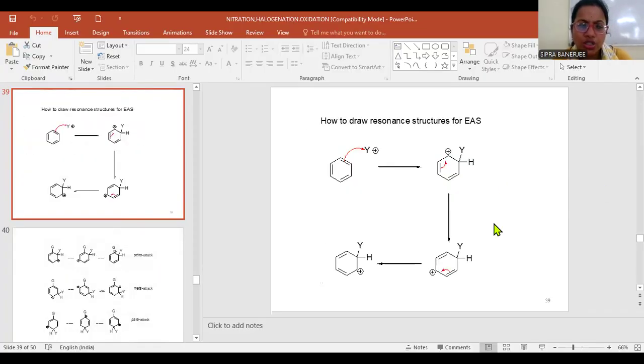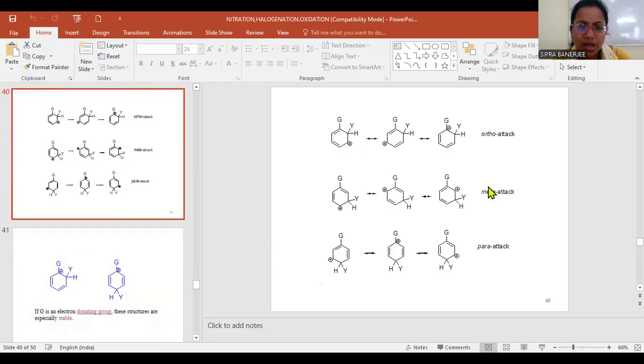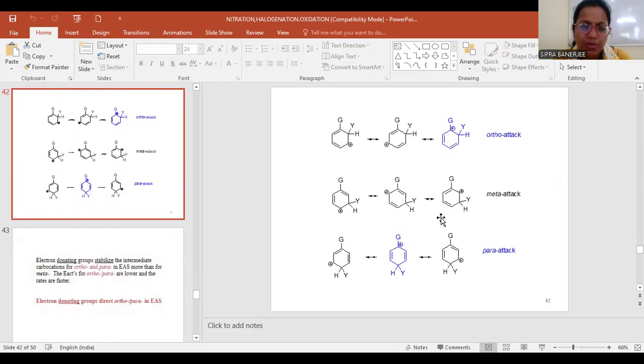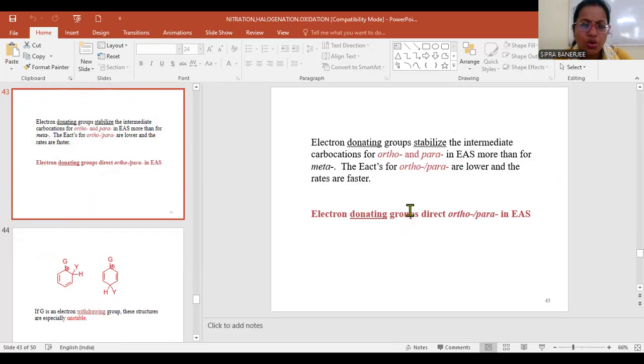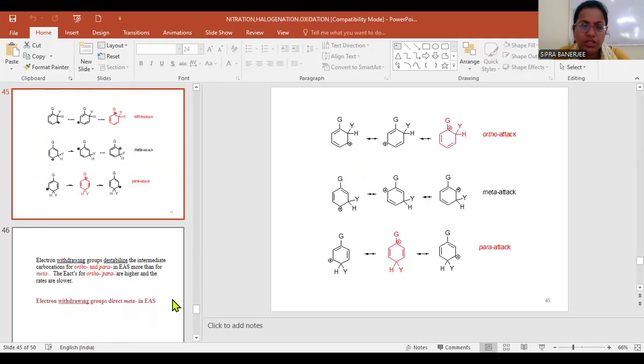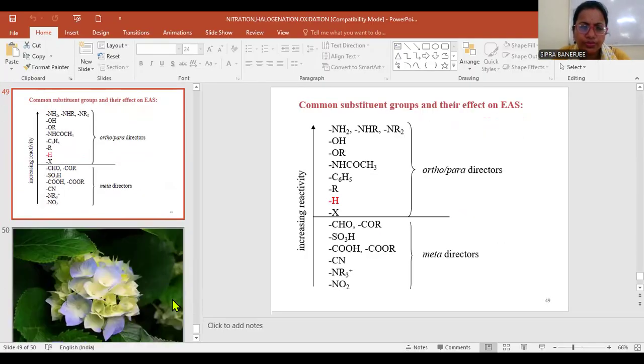How to draw resonance structures? You can see here. Now you can find how ortho, meta, and para directors are reacting. If G is an electron donating group, the structures are extremely stable. Again, we are seeing the ortho-para, meta, and para. So, electron donating groups stabilize the intermediate carbocation for ortho and para positions in the electrophilic aromatic substitution more than for the meta director. Okay. Same discussion is going on. I think no need to discuss again more.